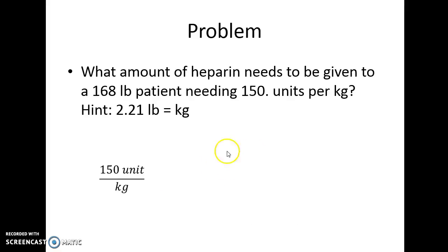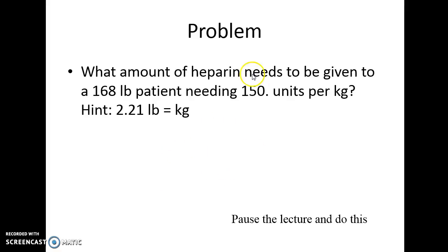What amount of heparin needs to be given to a 168-pound patient needing 150 units per kilogram? Hint, you've got to remember that 2.21 pounds is equal to a kilogram. So pause the lecture and do this problem.